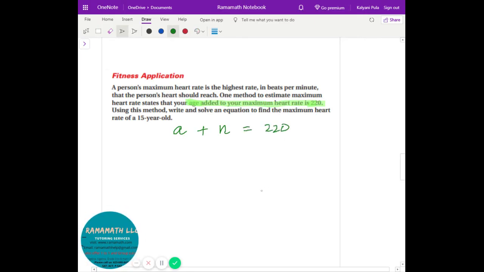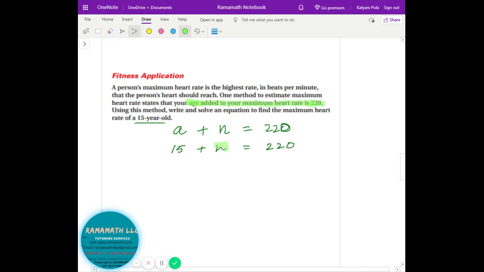220. See, the word problems look scary, but when you do them, it's not that bad. And this is easy. So you need to find N. But again, they give you the age is 15 years old. So age is 15 years old plus N equals 220. Then it's easy. You guys know how to do this stuff.